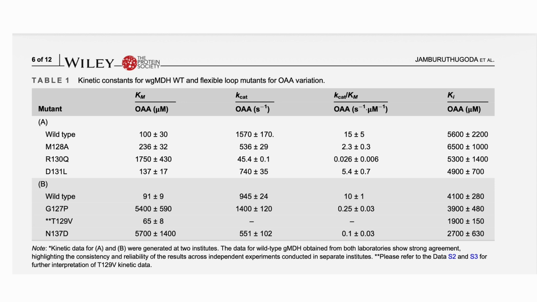If you look at R132Q, you can see that it had the most dramatic effect, showing the importance of a positive charge on the arginine side chain to hold the negatively charged oxaloacetate substrate in place for catalysis. Another mutation, such as glycine 127 to proline, showed the loop flexibility is essential for efficient substrate binding.